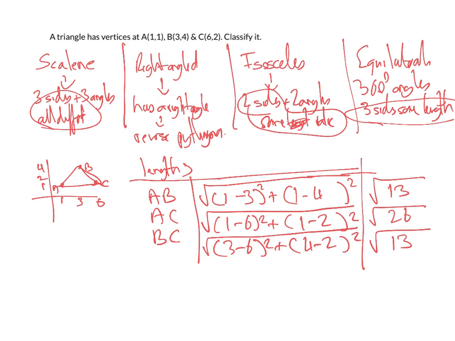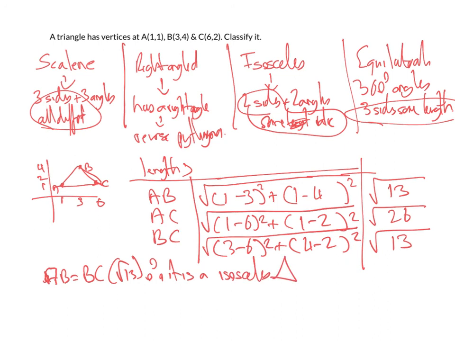We can see that AB and BC are equal, so we'd write AB equals BC, root 13. Therefore, it is an isosceles triangle. It can't be scalene, and it can't be equilateral because the three sides are not all the same length. We've got two that are root 13 and one that is root 26. It is isosceles, but can it be a right angle triangle?